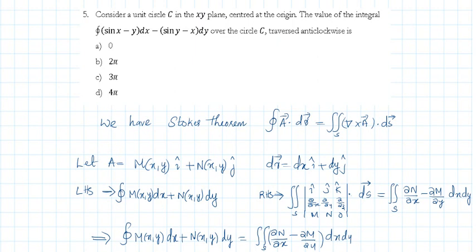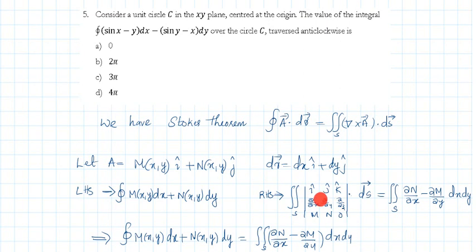What is the RHS? Surface integral of del cross A. Del cross A is the determinant with i, j, k; del has coefficients dou by dou x, dou by dou y, dou by dou z, and for the vector field A, you have coefficients M, N and 0. There is no k cap component. Dot dS, where dS is the area element. So this is a surface integral.